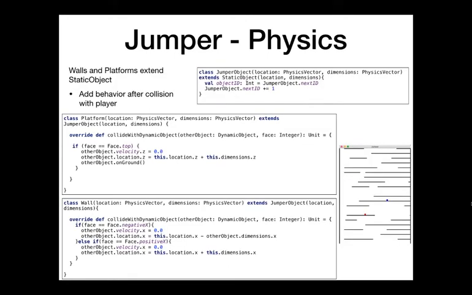And we did that through a bunch of inheritance. We had jumper object extend static object, and just added some unique IDs. And then platform and wall inherited jumper object, which by transitivity inherits static object. So we do have two static objects of type platform and wall. And we overrode the functionality of collide with dynamic object.